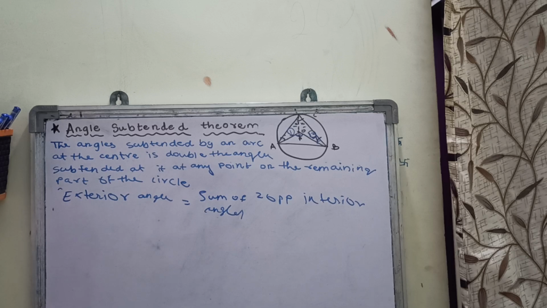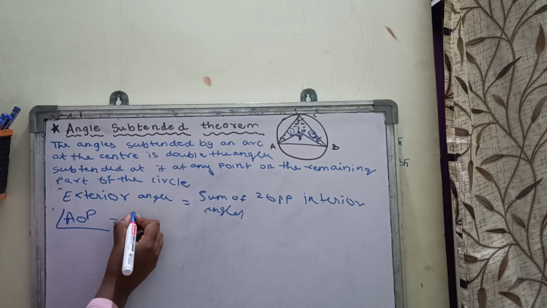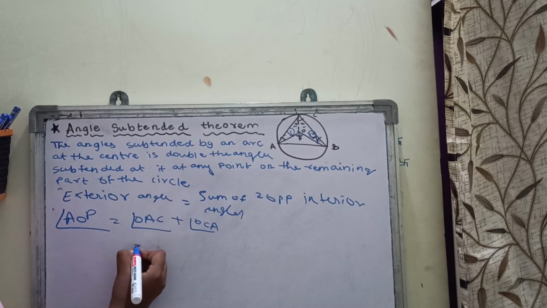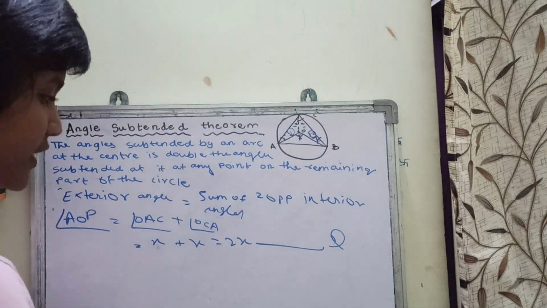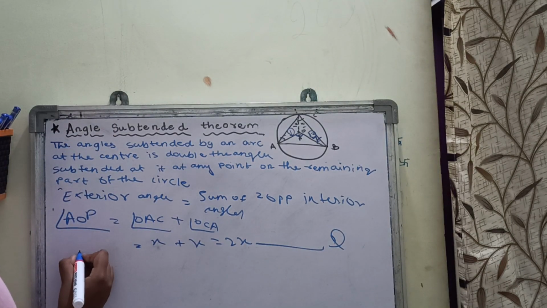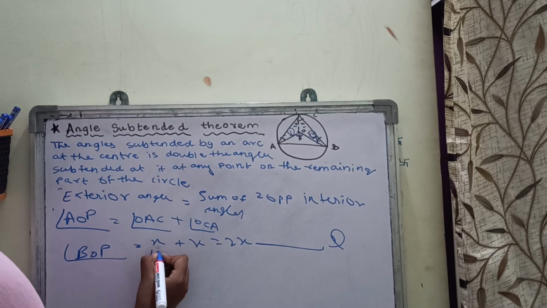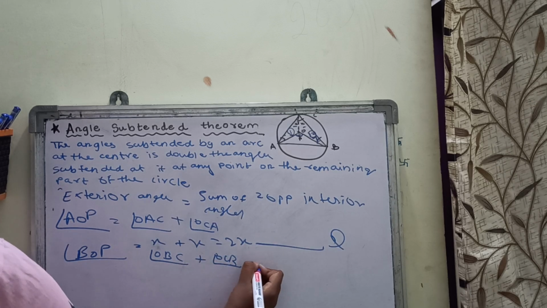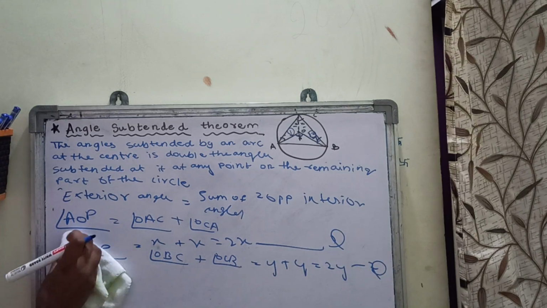We are going to implement that here. So angle AOP, we took 2x, right? Angle AOP is equal to angle OAC plus angle OCA, that is equal to x plus x, that is 2x. Take this as equation 1. Now we need to take from the triangle BOC. Angle BOP is equal to angle OBC plus angle OCB. That is y plus y is equal to 2y. We are taking it as equation 2.